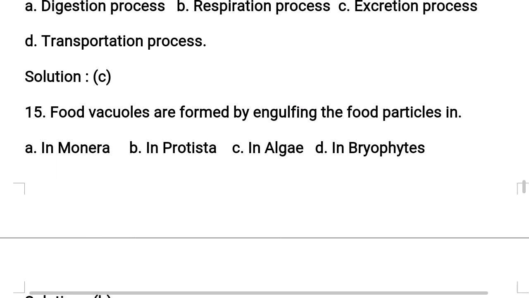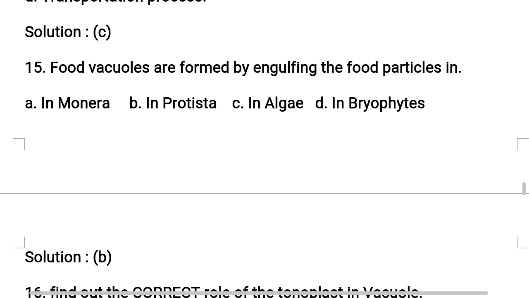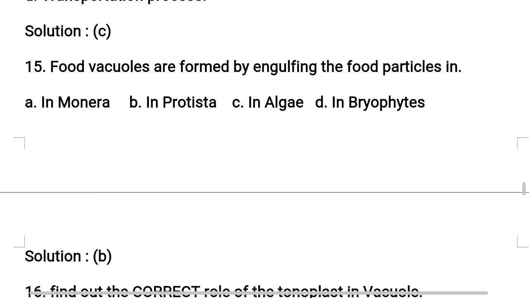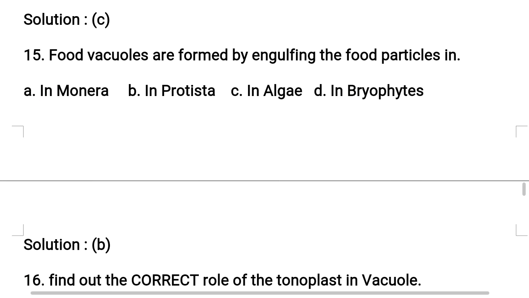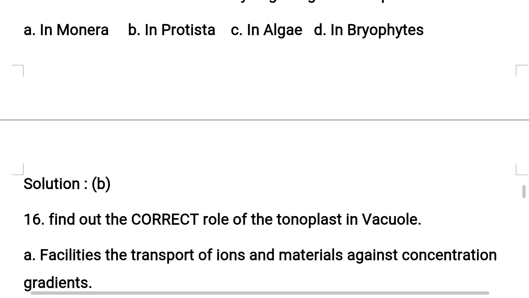Next, 15th question. Food vacuoles are formed by engulfing the food particles in which of the following kingdoms? Option A, Monera. Option B, Protista. Option C, algae. Option D, bryophytes. So students, food vacuoles generally can be identified in a specific kingdom. It is nothing but Protista. So the correct option is option B, Protista. Example, Euglena.